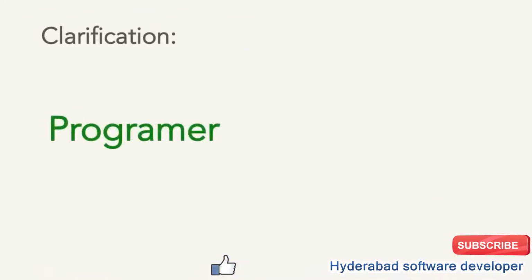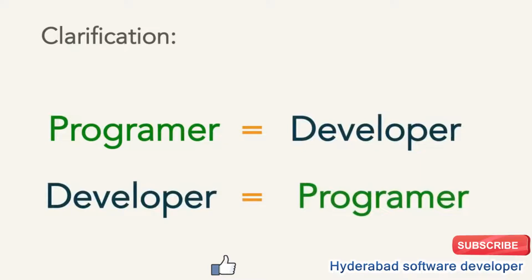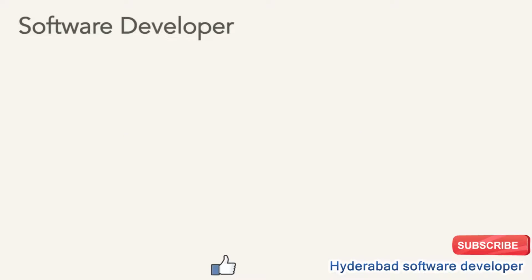So, a clarification, and I think I've already said this, but I want to say it again. Programmer and developer, we're going to use those interchangeably. A developer is a programmer, a programmer is a developer. Just want to throw that out there real quick.